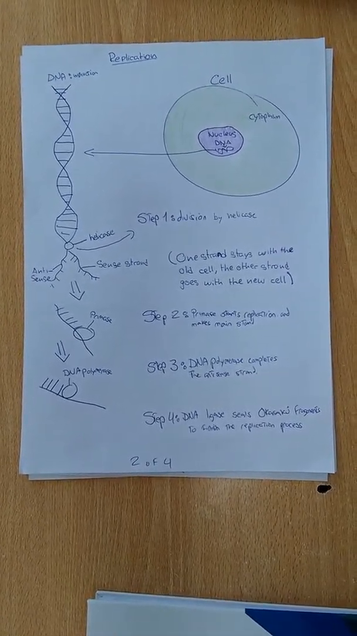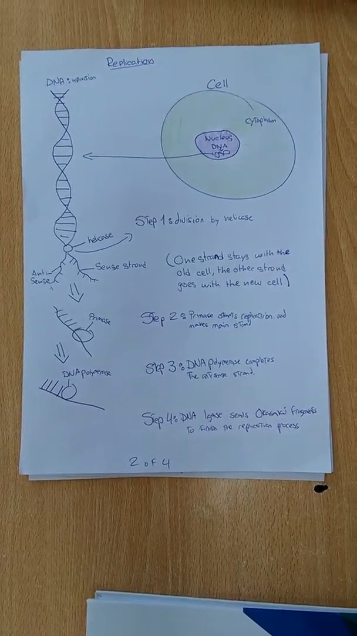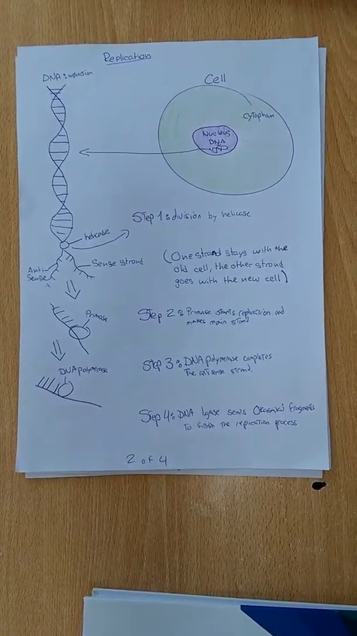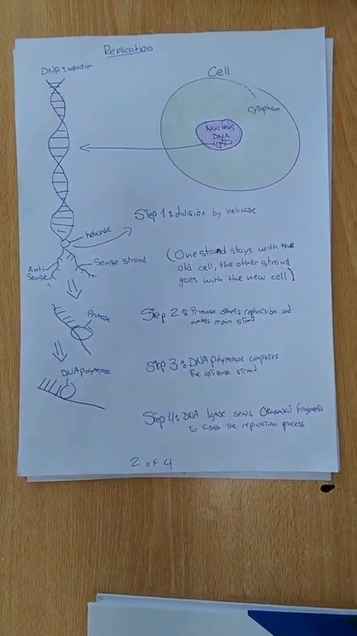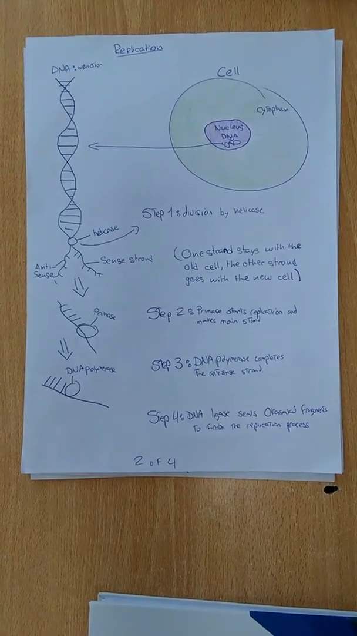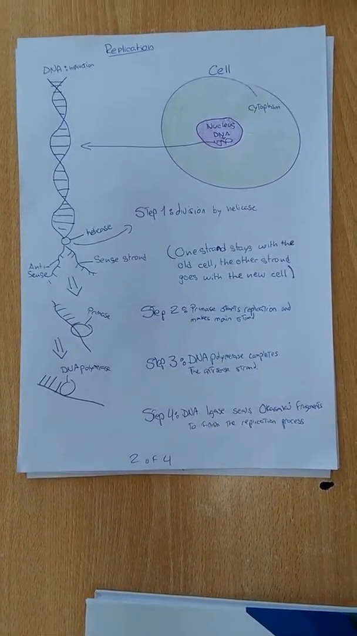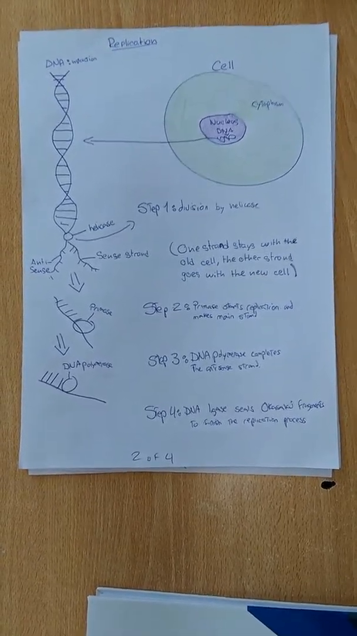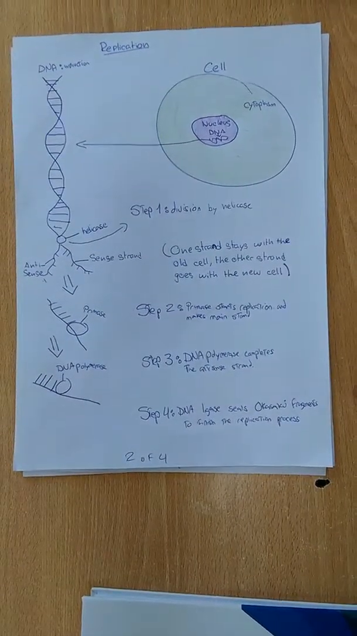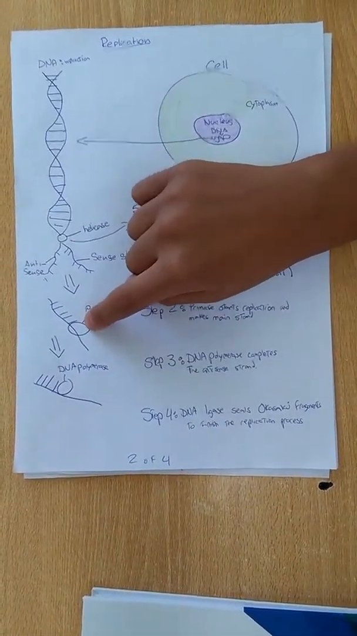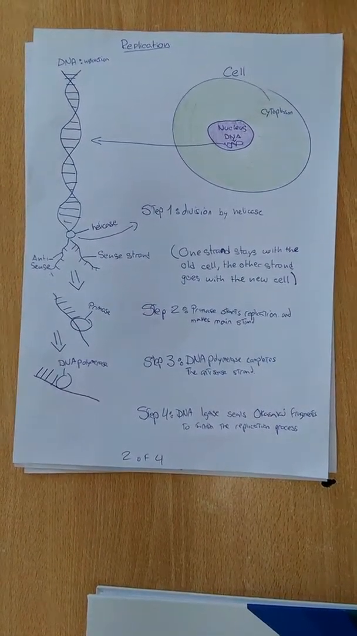And the DNA to your left is an example of the steps that are shown. The first step is the division by the helicase, which is that small circle. The second step is that the primase starts replication and makes the main strand. Here, the primase starts replication, so one strand goes to the new cell and the other one stays with the old cell.